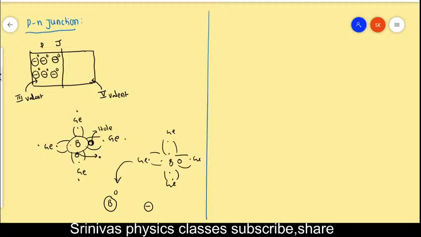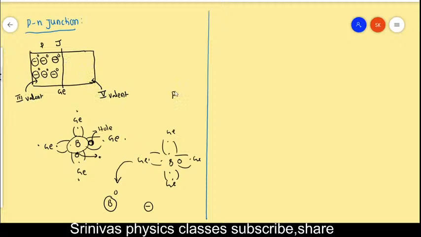Similarly, next we will see this side, where a pentavalent impurity is added. Pentavalent examples are phosphorus, arsenic, antimony. We are adding phosphorus to the pure semiconductor. This is a germanium semiconductor. For this germanium semiconductor, I am adding the pentavalent impurity on one side and the trivalent impurity on the other side.